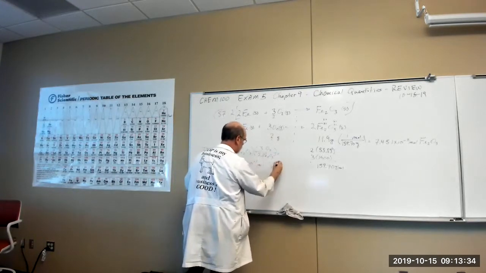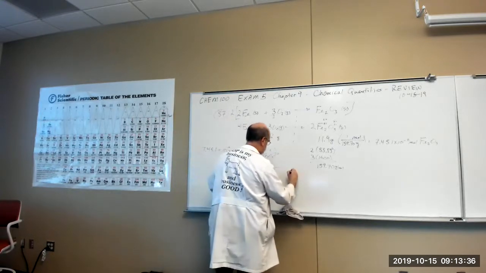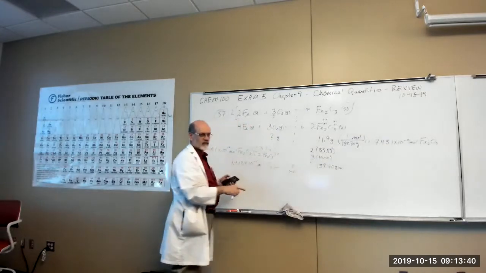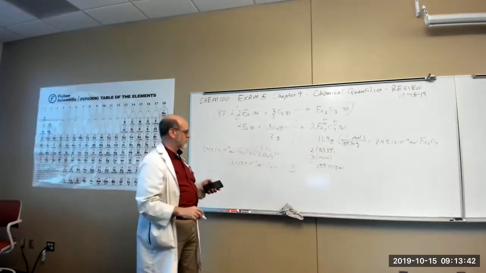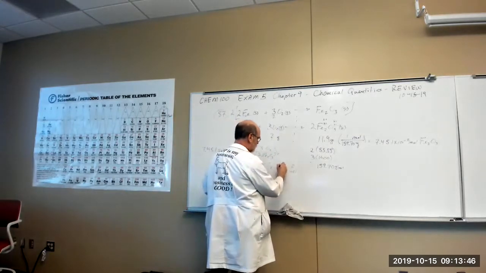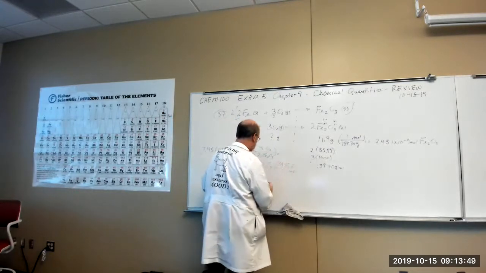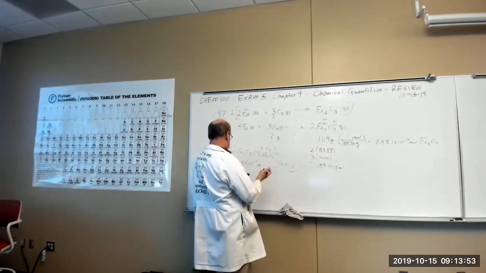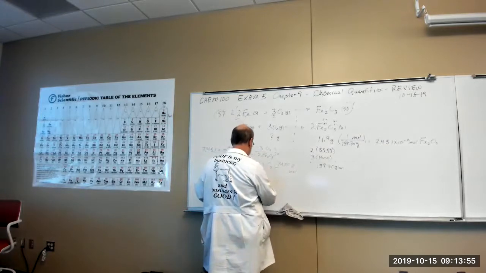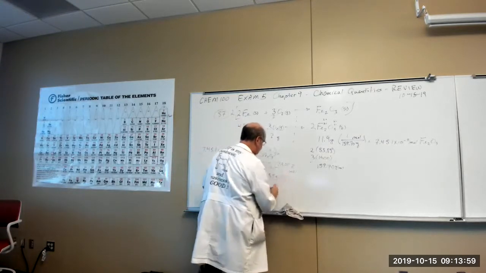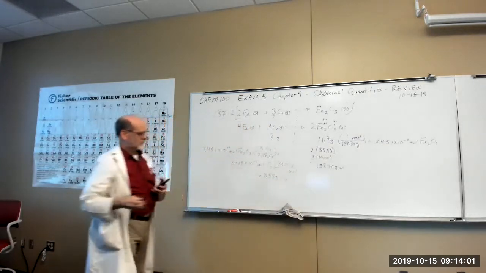And now we just need to convert that to grams. Grams over moles, molar mass of O2. Right, we did that earlier. 32 grams per mole. So 32 times this is 3.58. So that's how much oxygen is required.